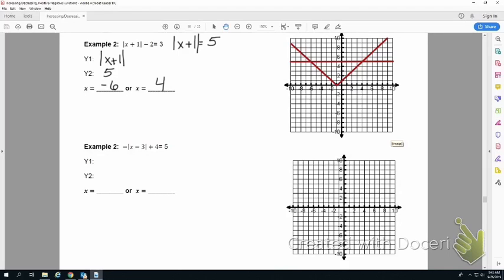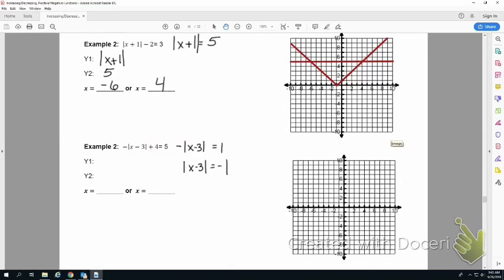Okay, so going down to example 2, which is the second example 2. I need to get this absolute value by itself, so what's the first thing I want to do? I'm going to subtract 4. So I have negative absolute value of x minus 3 equals 1. And then how am I going to get rid of that negative? Divide by negative 1. Okay, I want you to graph those two.